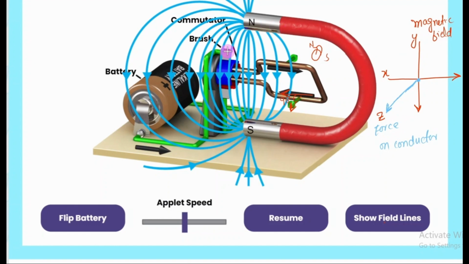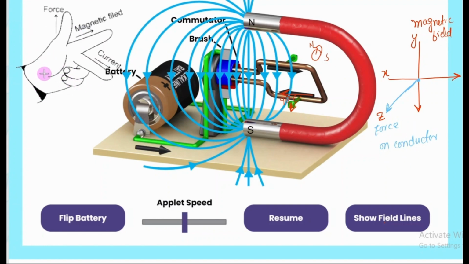Therefore, in order to determine the direction of the force on the conductor, we use Fleming's left hand rule for the electronic current. In this Fleming's left hand rule, we have the thumb, and the thumb represents the direction of the force exerted on the conductor. The forefinger represents the direction of the magnetic field, and the middle finger represents the direction of the current.